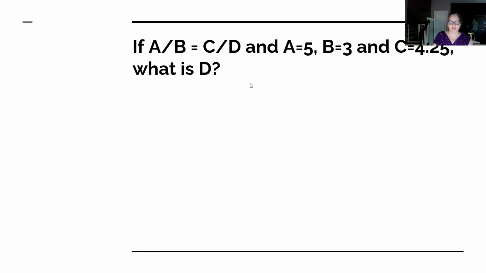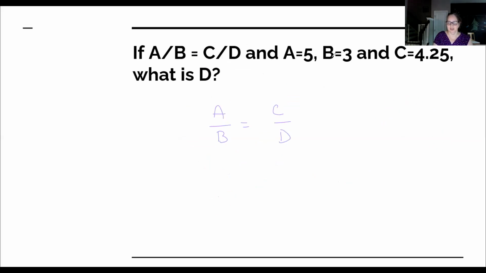All right, if A over B equals C over D, let's rewrite that so it's a little bit prettier. A over B equals C over D. And A is 5, B is 3, C is 4.25. What is D? All right, let's rewrite again. 5 over 3 equals 4.25 over D.